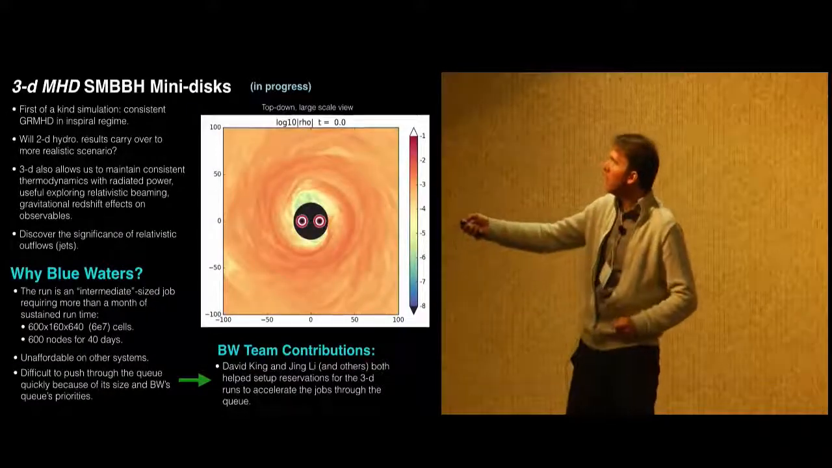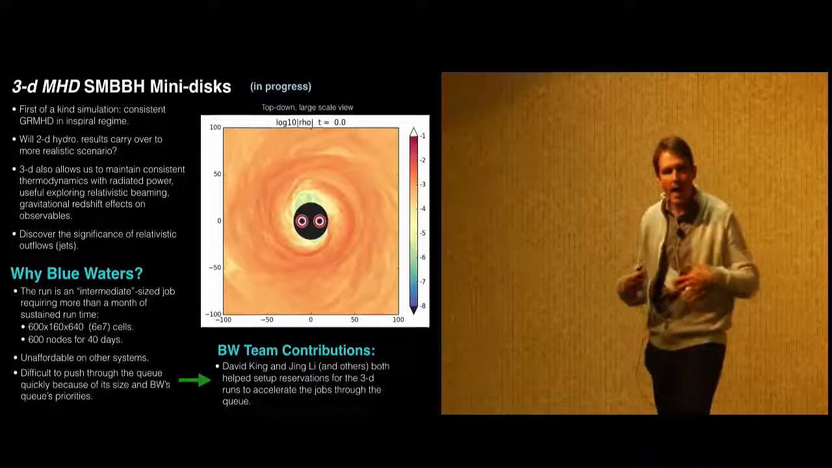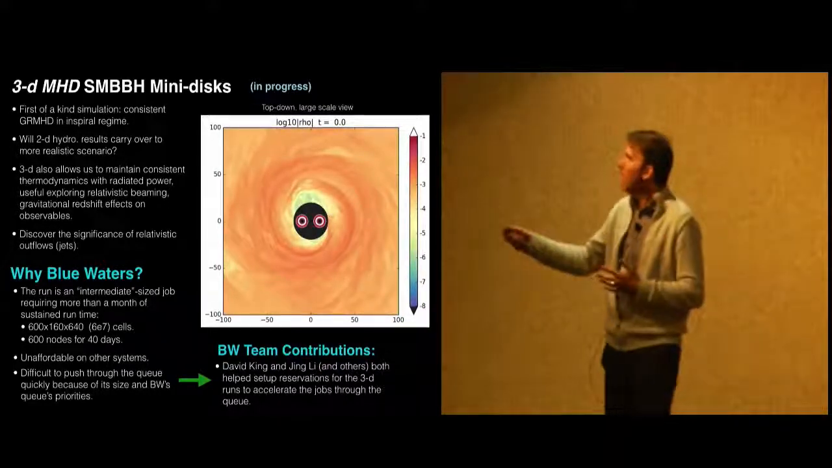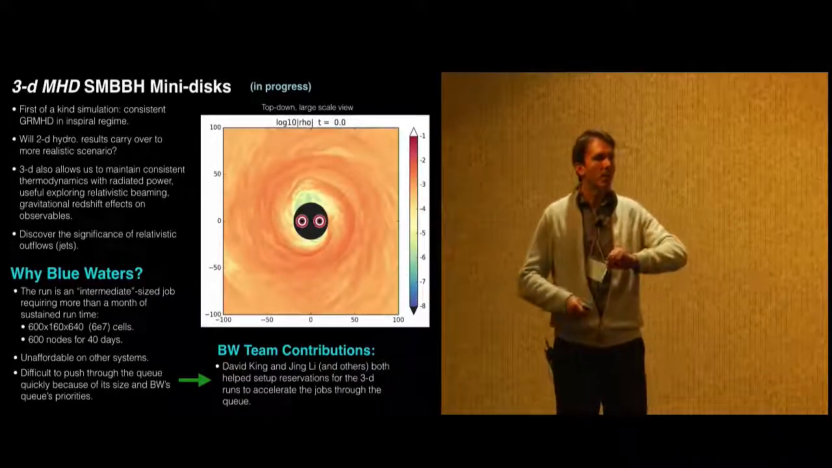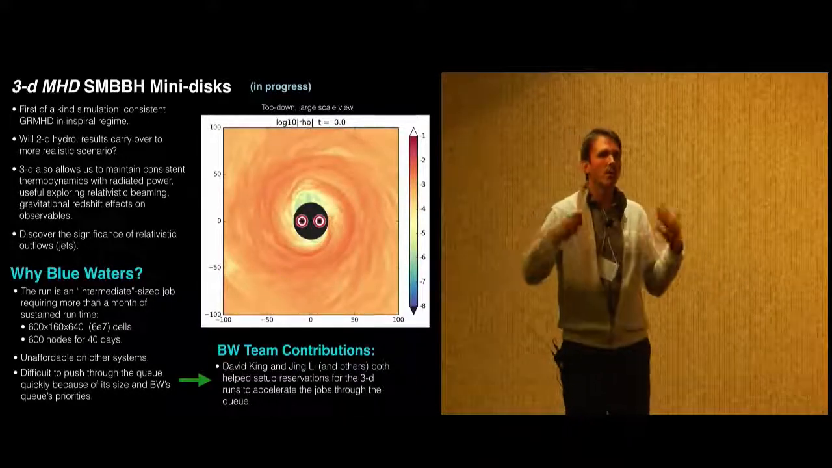And that's basically what we did in this 3D MHD run. So we had simulations where we excised the volume around the binary, and that allowed us to evolve the circumbinary disk for a long, long time.